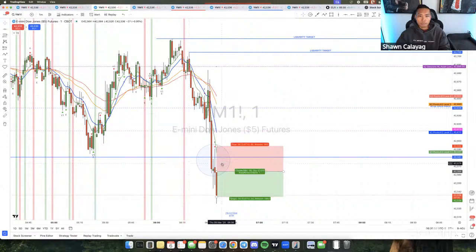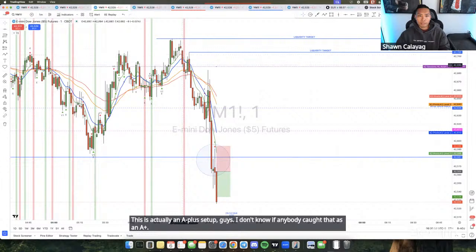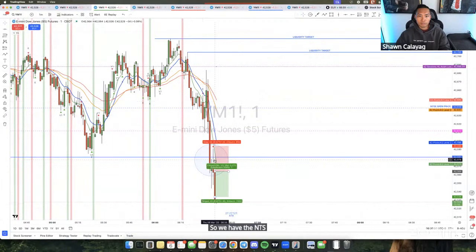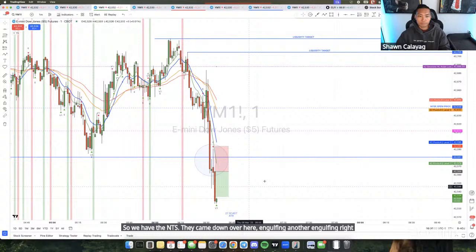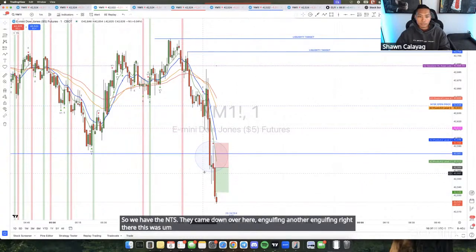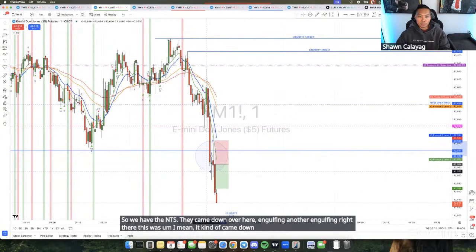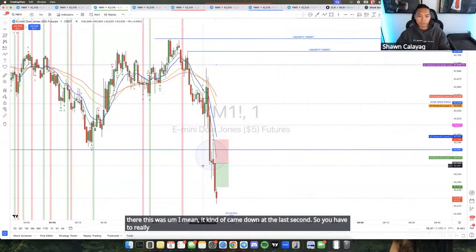This is actually an A plus setup, guys. I don't know if anybody caught that as an A plus. So we had the MPS that came down over here, engulfing, another engulfing right there. I mean, it kind of came down at the last second, so you have to really be paying attention to catch that engulfing right there for an A plus plus. So this is an A plus plus setup.